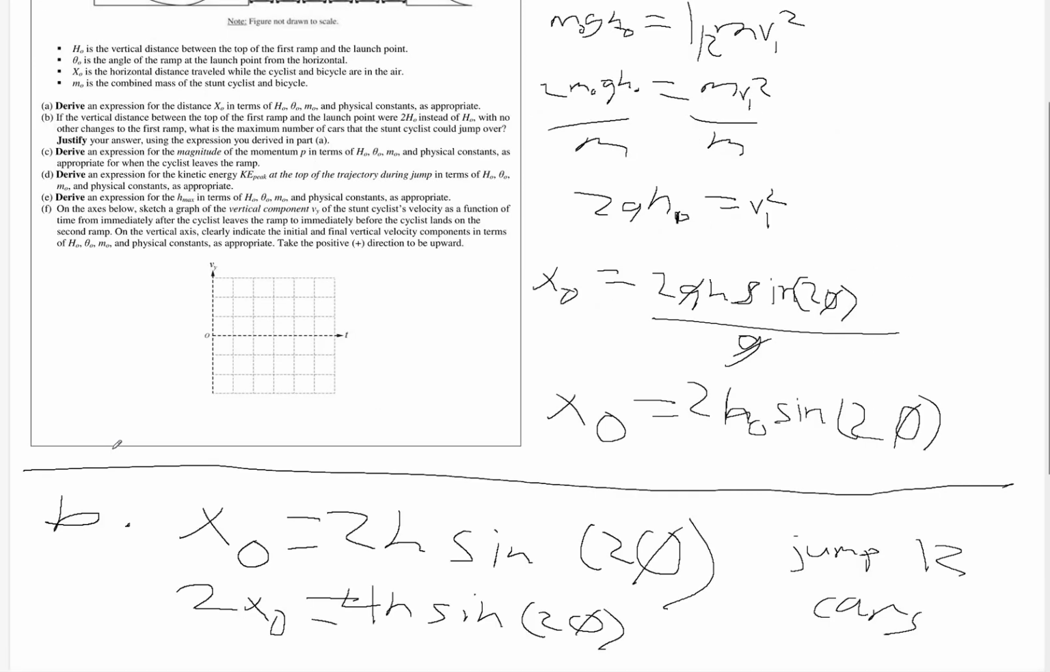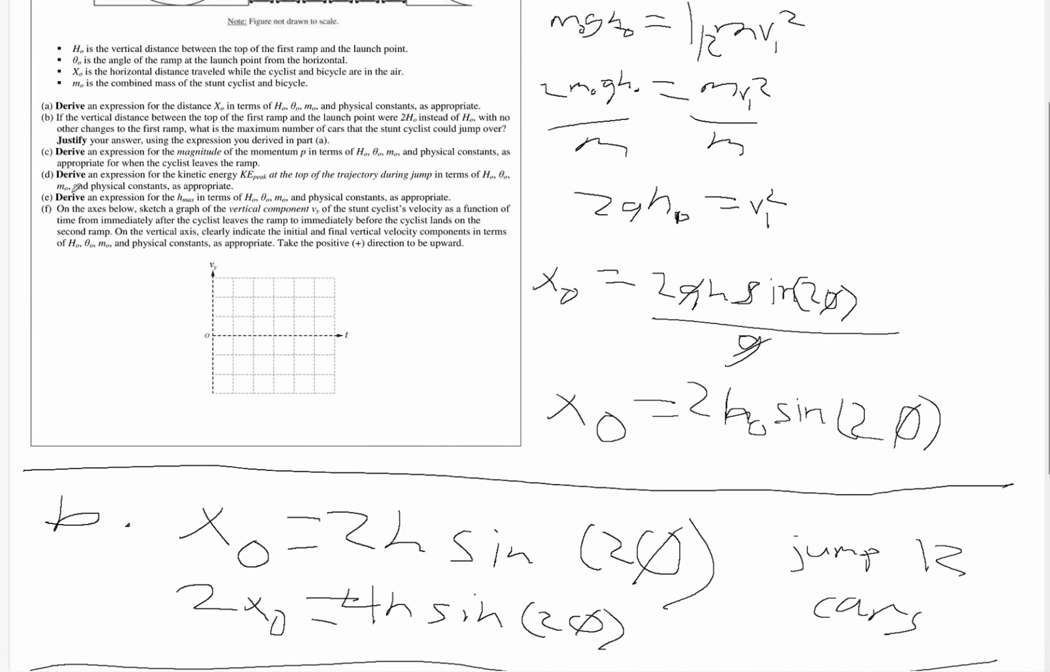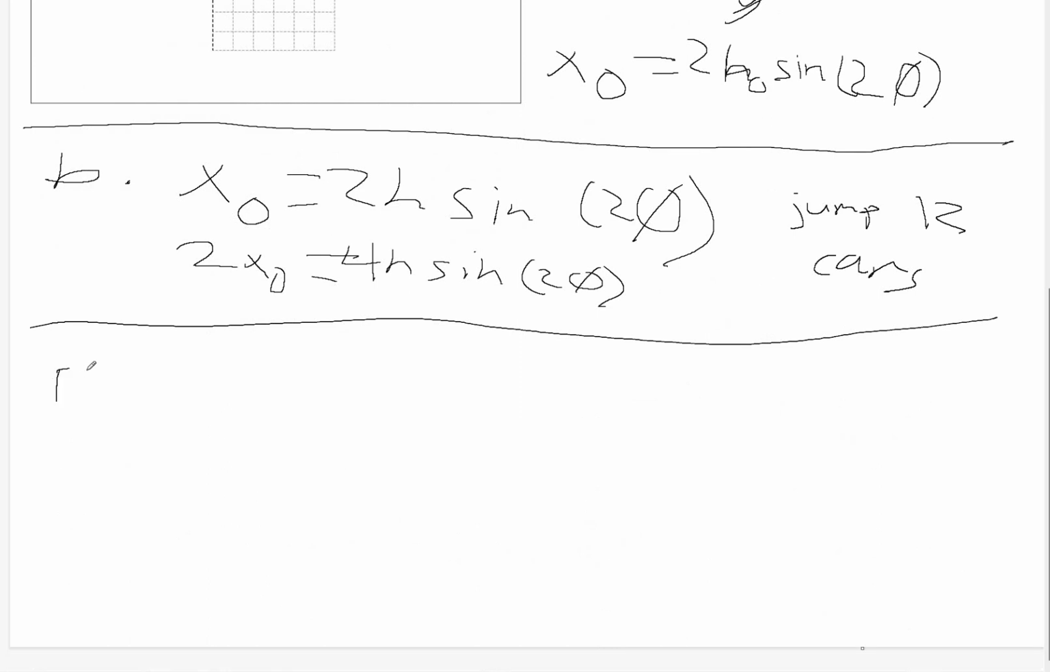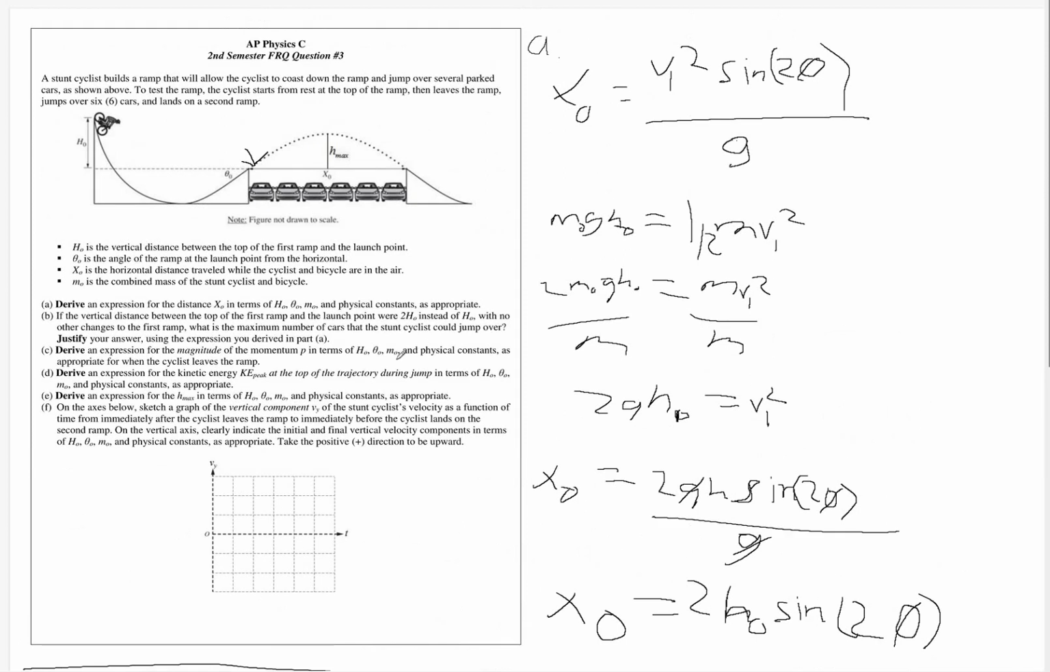In part C, derive an expression for the magnitude of momentum in terms of h, theta, and m, and physical constraints as appropriate for when the cyclist leaves the ramp. Alright, so it asks for momentum. Here, part C, we know that momentum is equal to m times v, and in this case it would be vi. This is asked right when it leaves the ramp.